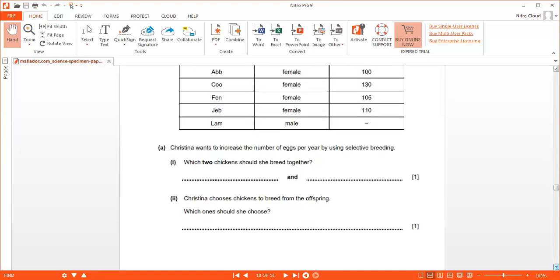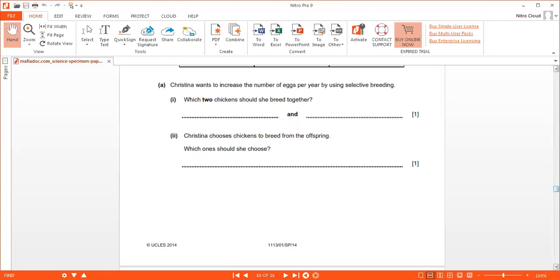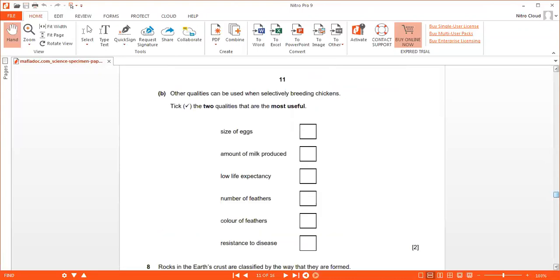Double I. Christina chooses chickens to breed from the offspring. Which ones should she choose? After the first offspring from cow and lamb, she will choose another 2 to breed together. She should choose which ones? Of course, the ones that produce the most eggs. She will choose the ones that produce the most eggs.